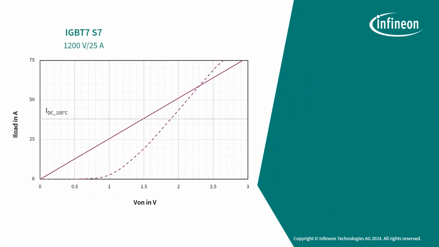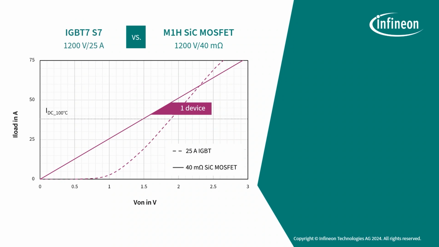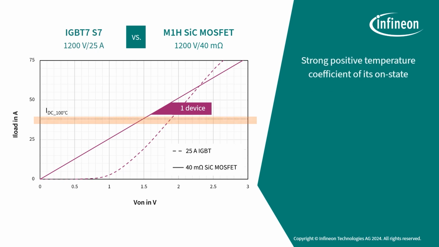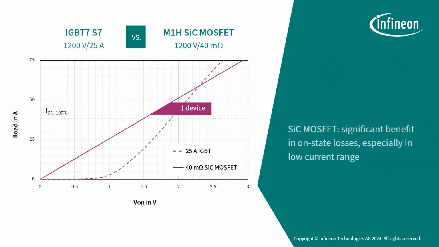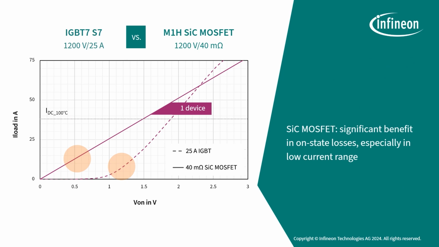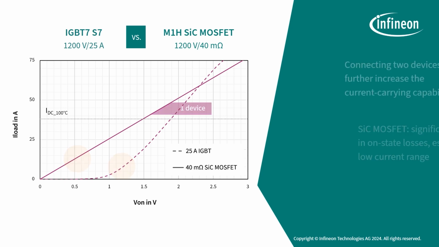So, taking the comparison of the 1200 volt 25 ampere rated IGBT7 S7 and the 40 milliohm M1H SiC MOSFET in a TO247 package as an example, we can see that both devices have a similar rated DC continuous current of around 40 amperes at the case temperature of 100 degrees Celsius. However, due to the strong positive temperature coefficient of its on-state voltage, the SiC MOSFET is widely used in the parallel connection. If only one device is used, the SiC MOSFET shows its significant benefit in the on-state losses when compared to the IGBT, especially in the low current range, or light load mode.